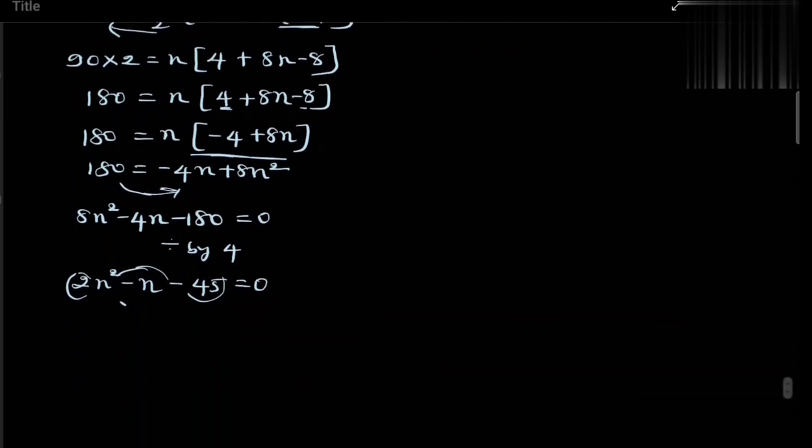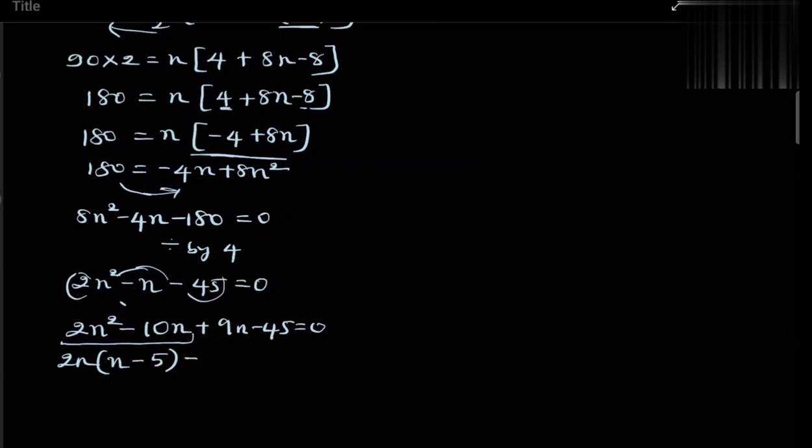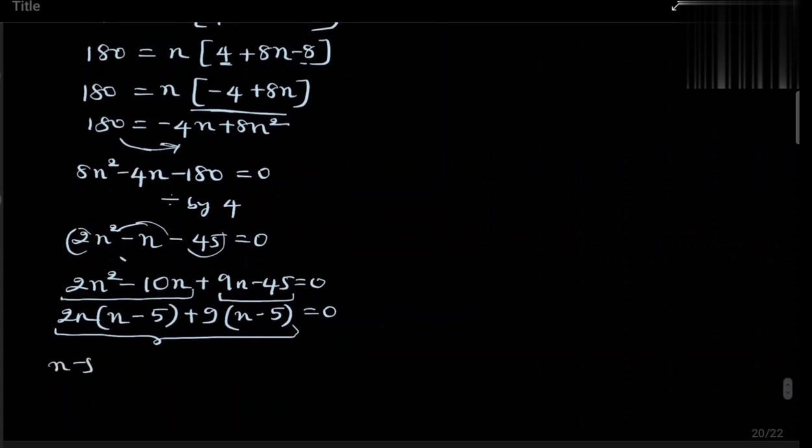So write it here: 2n square minus 10n plus 9n minus 45 is equal to 0. Here 2n is common from these two terms. The remaining is n minus 5, since 2 fives are 10. Write it here plus, take 9 as common for these terms. So that is 9 here, and n minus 5, since 9 fives are 45, is equal to 0. From these two terms take n minus 5 as common. So n minus 5 common, and the remaining is 2n plus 9 is equal to 0.